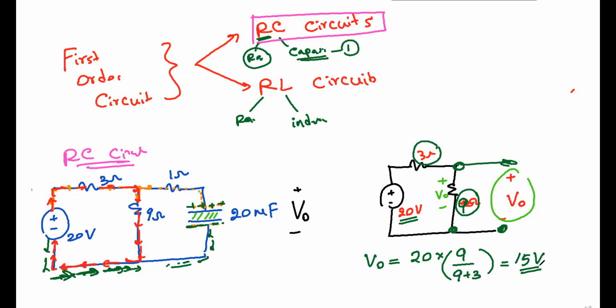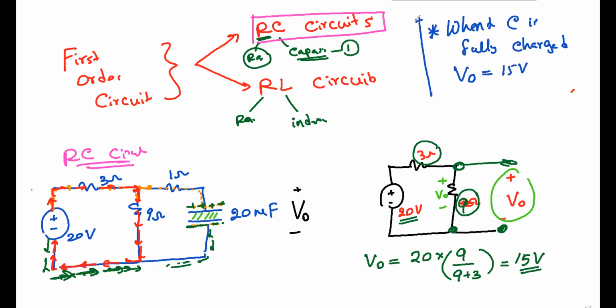Is it clear so far? Any question? I think it's good so far. Okay, so when the capacitor is fully charged, we need this information. So I'm writing it somewhere. When the capacitor is fully charged, the voltage across the capacitor is equal to 15 volts.